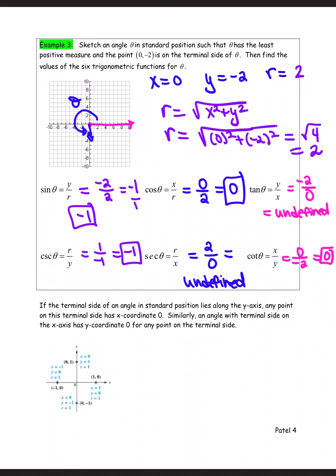So if the terminal side of the angle in standard position lies on the y-axis, any point on the terminal side has an x-coordinate of 0. Similarly, for an angle with a terminal side on the x-axis, the y-coordinate is 0 for any points on the terminal side. You can always say the point would be 1, 0, so x is 1, y is 0, and r is 1 because that's the distance from the origin to the point 1, 0. Similarly, you can do the point 0, 1: x is 0, y is 1, r is 1 then.